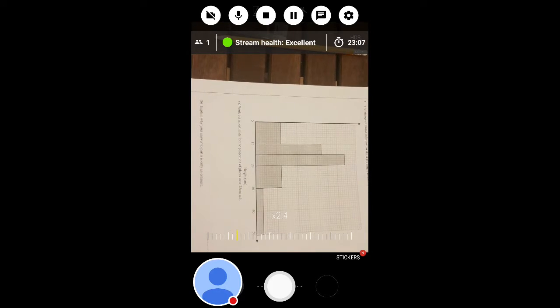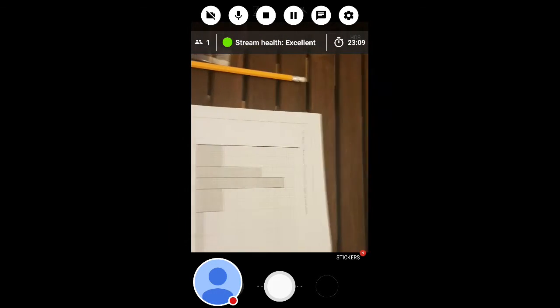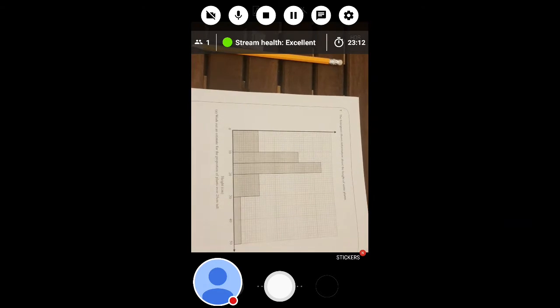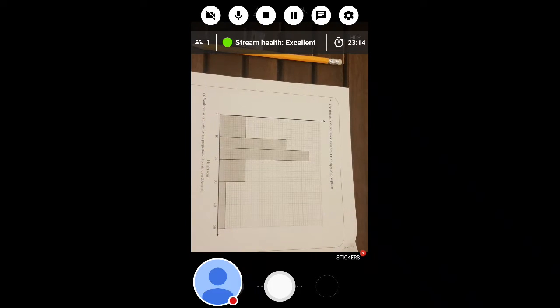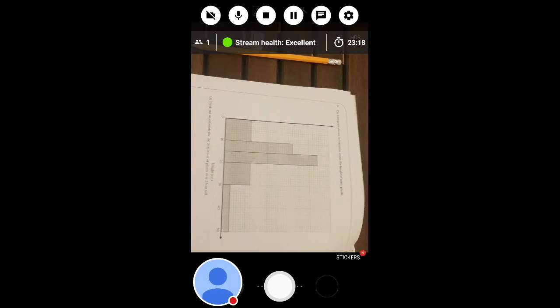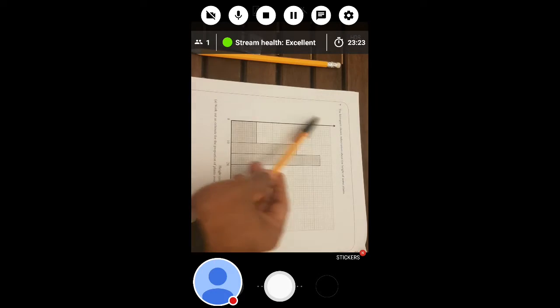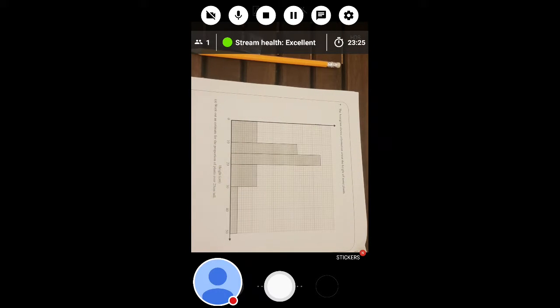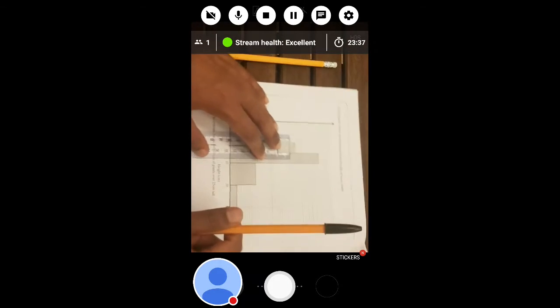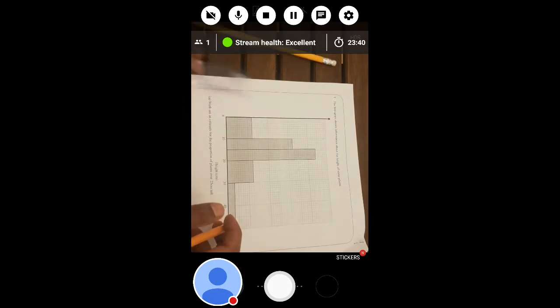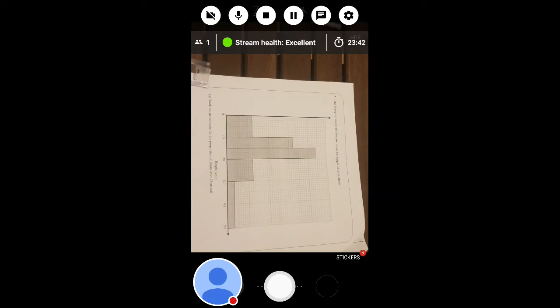It says, the histogram shows information about the heights of some plants. Okay, so that's the axis with the height. Remember, this is going to be your frequency density. Work out an estimate for the proportion of plants over 25 centimeters tall. There's absolutely no information given here.